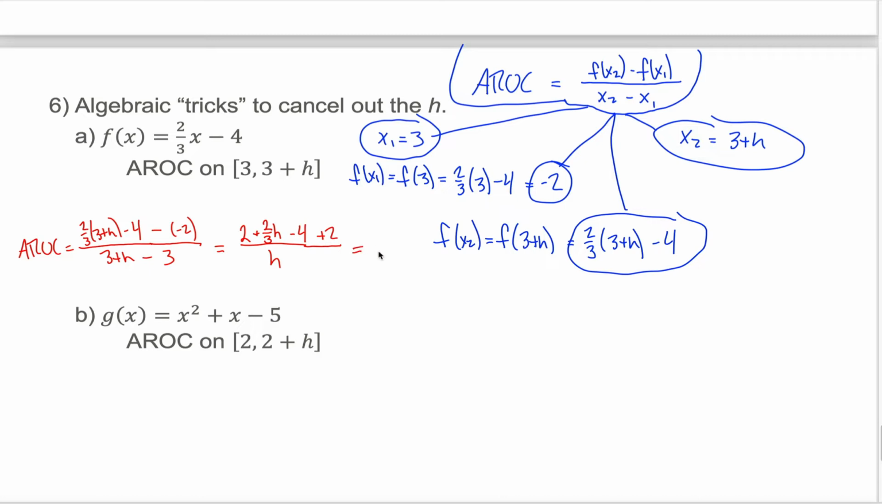This doesn't look like it's simplifying really nicely. Let's keep working. Well, I got a 2, a minus 4, and a 2. Oh, cool. 2 and 2 is 4, minus 4 is 0. All those constants cancel out. So what am I left with?